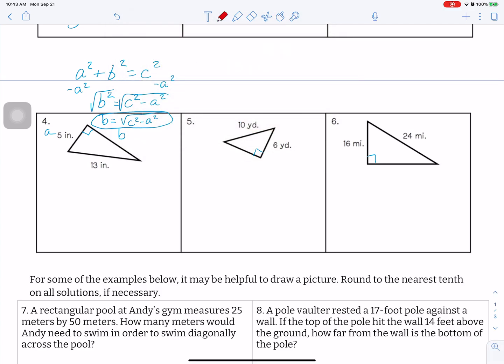I know a and I know c, so I'm going to do 13 squared minus 5 squared, knowing that my C is the longest length. It helps out a little bit because if C is the longest length, then that tells me that it has to go first. Also, underneath the square root, I can't have a negative, so I'm going to have to do the biggest number first. So 169 minus 25. And I do want this step written out because I want to see what you're doing. Square root of 144 is 12. So B equals 12 inches. So again, you're trying the next two.